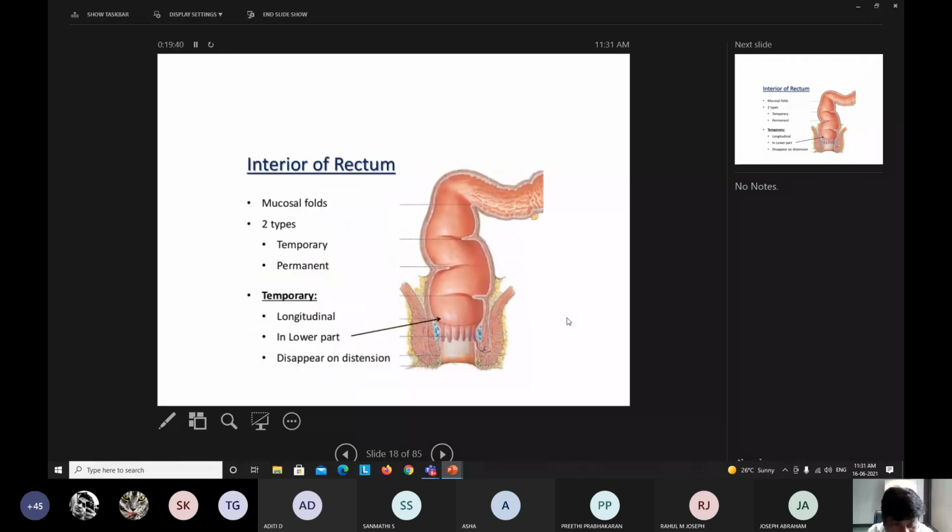I will discuss it later. Interior of the rectum. In the cut section, the vertical section, you can see the mucosal folds. Two types of mucosal folds are there here, temporary and permanent. The temporary ones are longitudinal, present in the lower part, and disappear on distension.